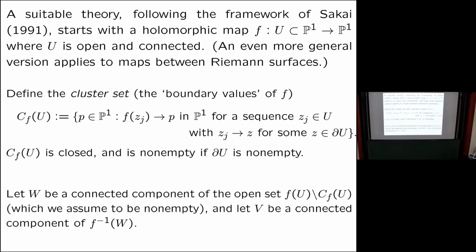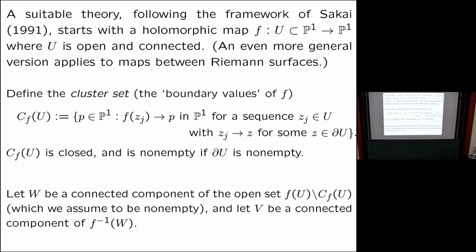Okay. And then you let W be a connected component of the open set F of U minus the cluster set. And we assume that this open set is non-empty. In fact, it can be empty. It's a pathological example, but usually it will be non-empty. So you take a connected component of this open set, assumed to be non-empty, and then you look at the inverse image of that connected component, and you take a connected component of that inverse image.